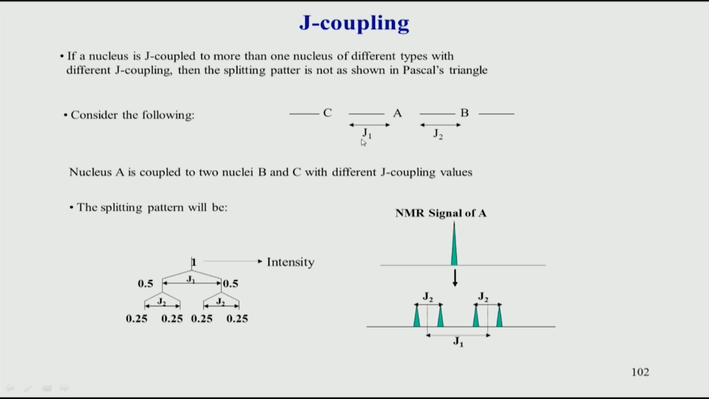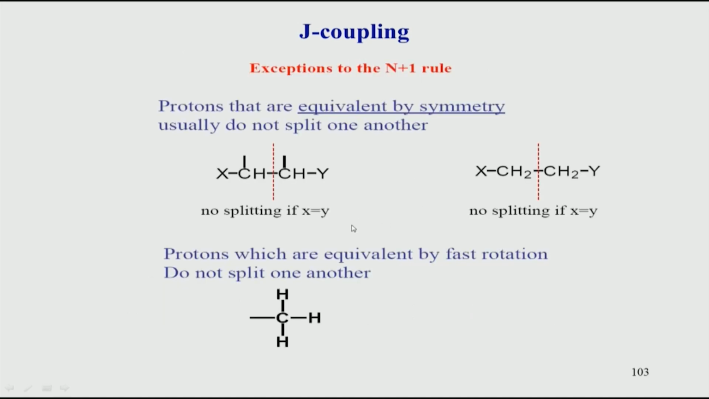So, this can be continued if there was J3, another coupling to A, let us say one more atom here could have been J3 and so on. So, you can do this n number of times by simply considering this kind of a diagram, which is the Pascal's triangle. So, now for J values we can look at the exceptions.